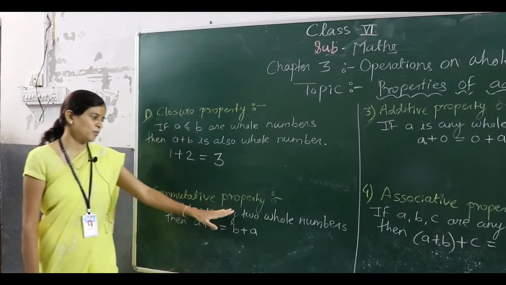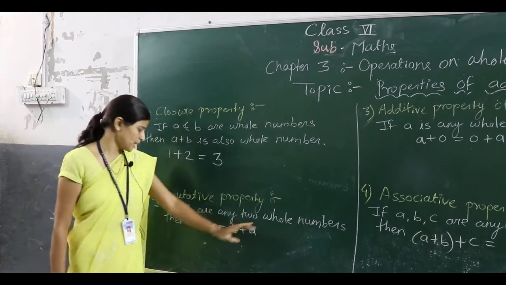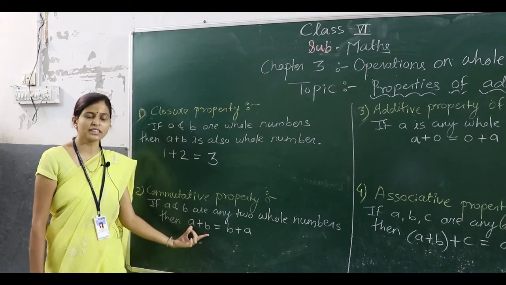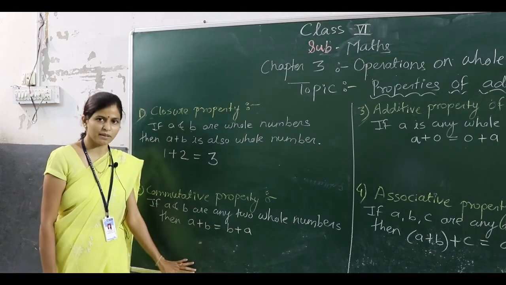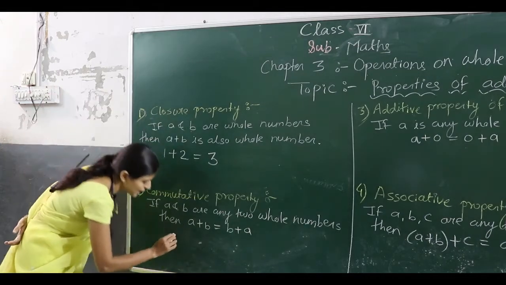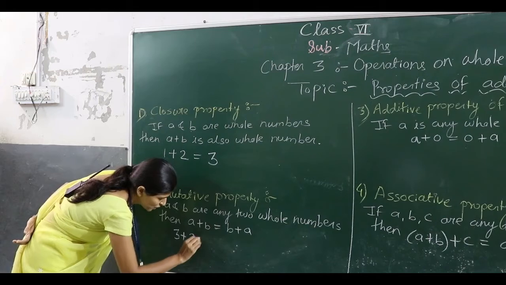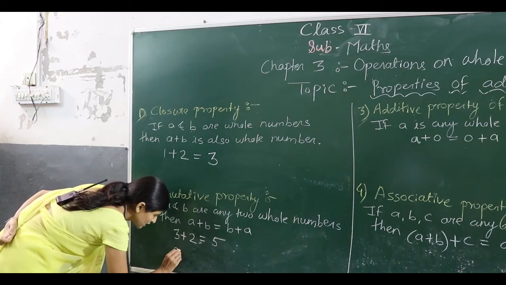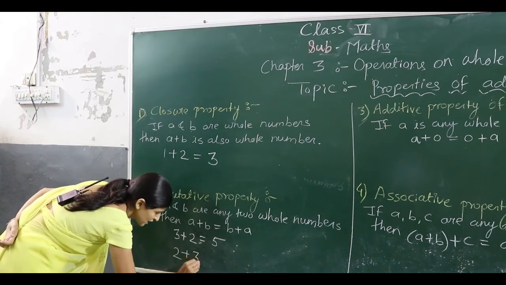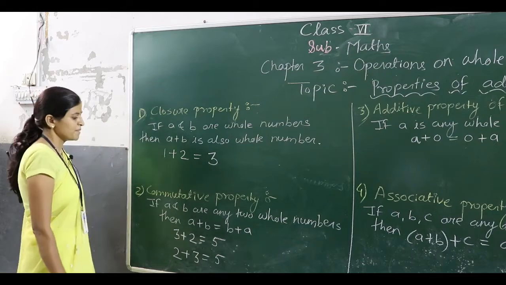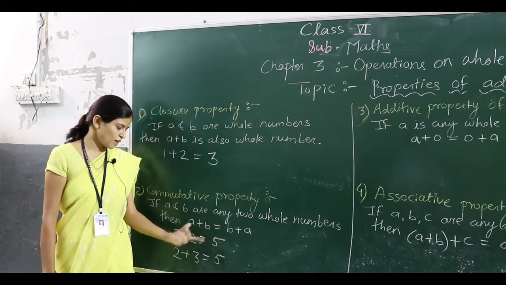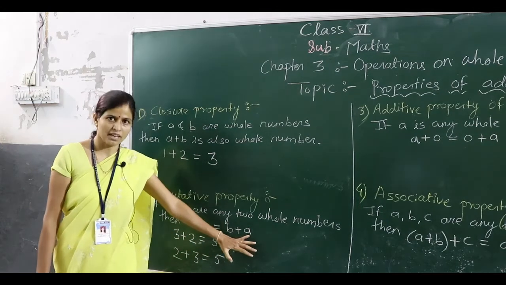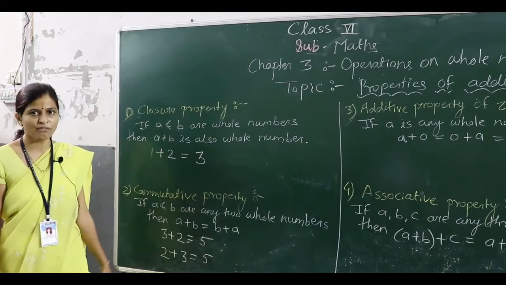Second property, commutative property. If A and B are any two whole numbers, then A plus B equal to B plus A. If A and B are any whole numbers, then we can interchange the numbers. If we interchange the order of the numbers, we get the same answer. For example, suppose A equal to 3 and B equal to 2. We get the answer 5. Now we interchange the numbers, that is B plus A, which means 2 plus 3. We again get the same answer 5. So if we interchange the order of whole numbers, we get the same answer. A plus B equal to B plus A. This is called the commutative property of addition.